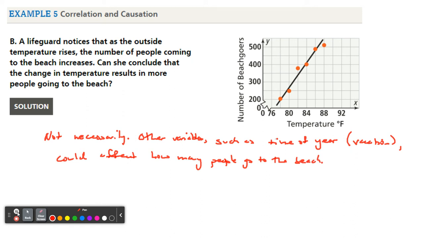Okay. So again, correlation does not imply causation. There's too many other variables involved, right? Life's too complicated just to pinpoint one thing that causes another.